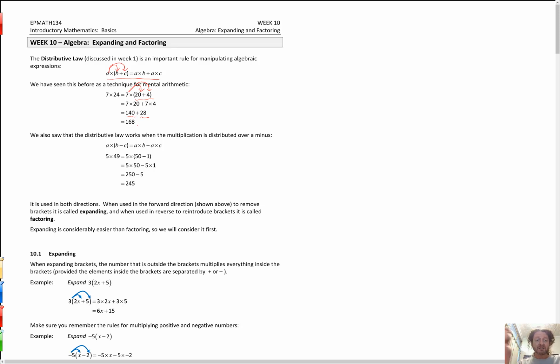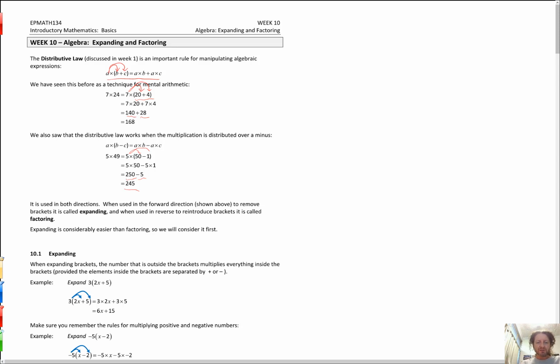And we also said that the distributive law works over a minus. It doesn't just have to be a plus in the brackets here. It worked just as well if we had a minus, and again we looked at like 5 times 49. Instead of doing 5 40s and 5 9s, we could have said, well, 49 is a 50 minus 1. So it's 5 50s, which is a nice 250, minus 5 1s, which is a 5, so it's 245. So there's our distributive law, and that's all expanding and factoring, or factorising, is all about.